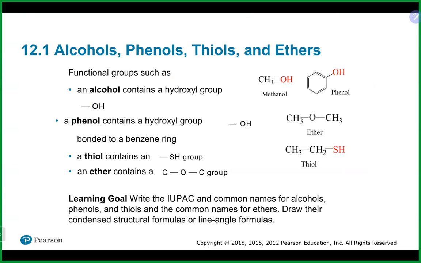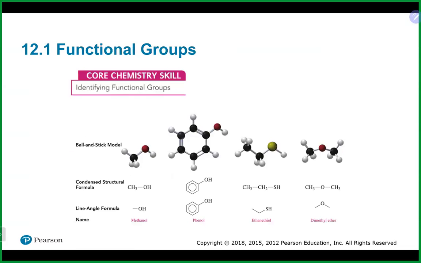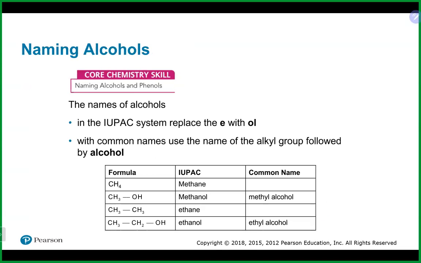Once again, here are our functional groups, our OH, our phenol, which again is our OH with our benzene that we just talked about. That is our carbon, oxygen, carbon run there for our ether. That is our sulfur-containing group for our thiol. There's some of these other guys as we go through it. We'll talk about how to name them.